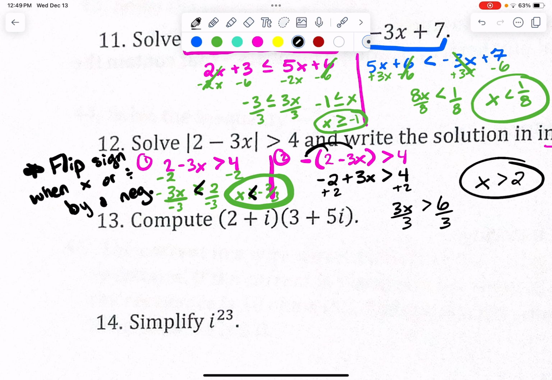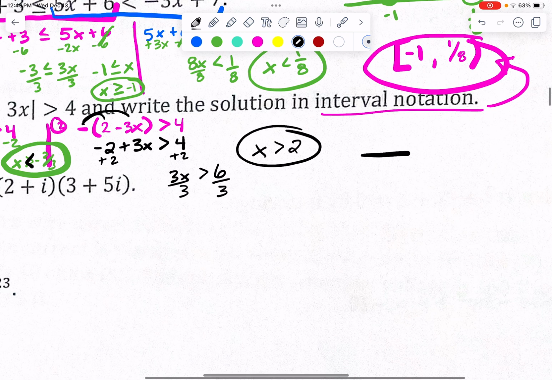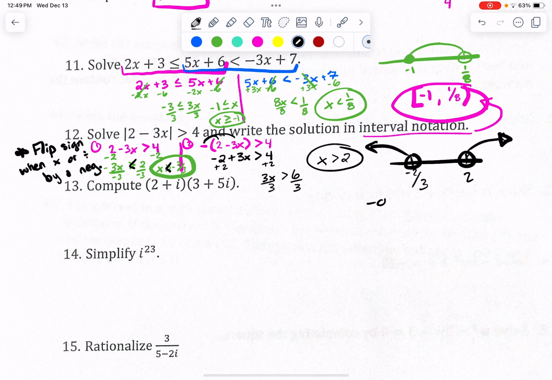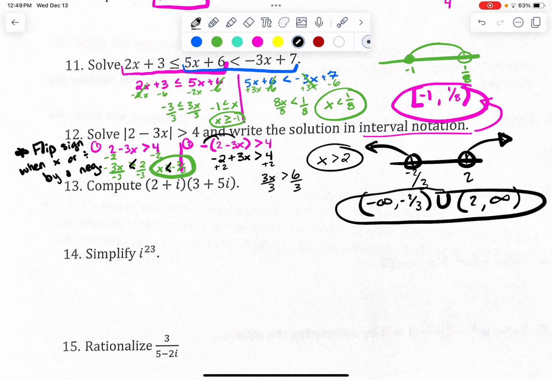All right, so I'm going to do it on a number line. I'll zoom out so you can write that down. I've got negative 2/3 here and positive 2 here. Less than negative 2/3, greater than 2. In interval notation, we would go from negative infinity to negative 2/3, parenthesis, unioned with parenthesis, 2 to infinity, parenthesis. This is my interval notation for that. Okay? All right, so hopefully that was good.